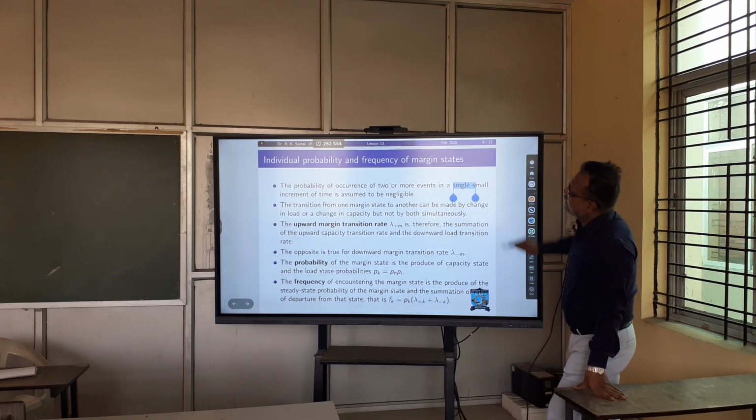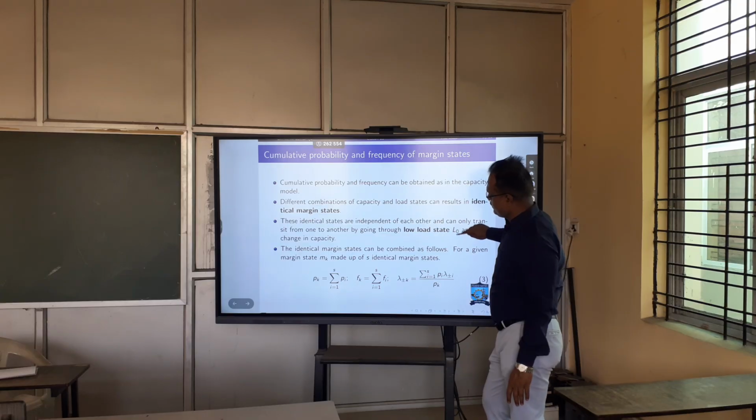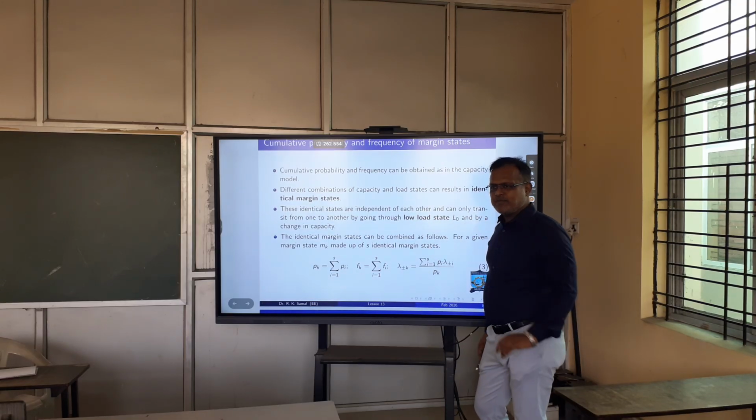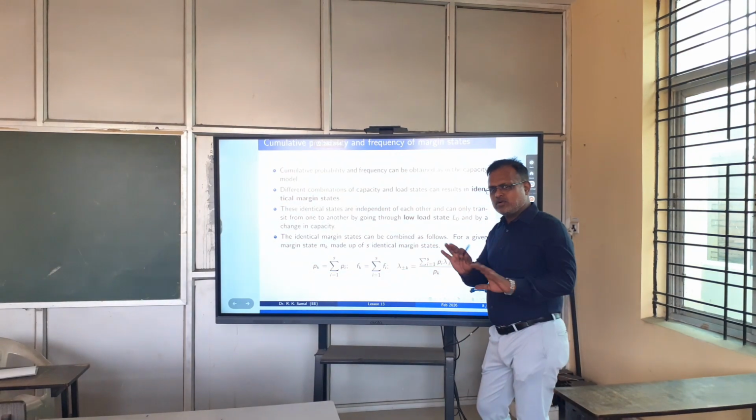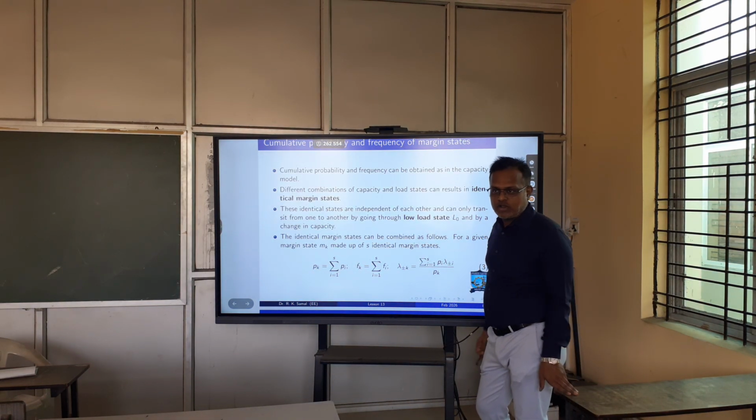Next is individual probability and frequency of margin state. You can compute this. Formulas are given for the cumulative ones too. All these formulas can be implemented. These are not very complicated, but no need to do this. I told you that from the sequence and union approach, I will ask you only with respect to the generation model.